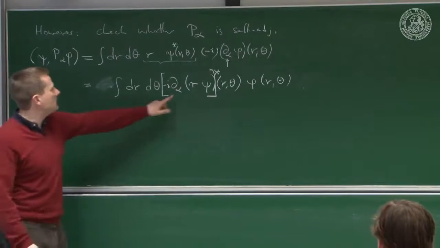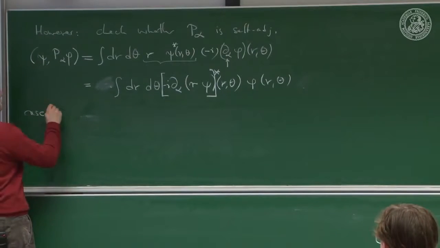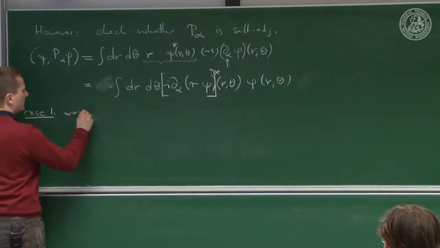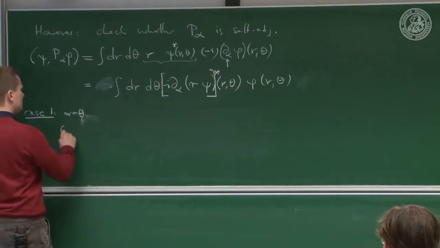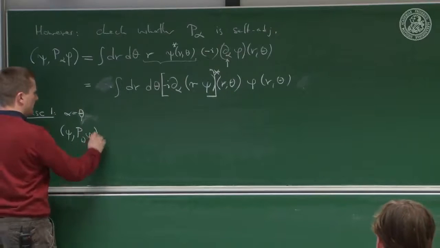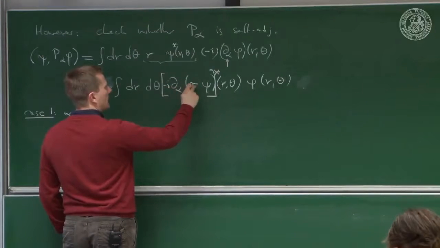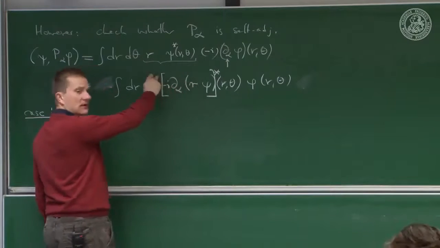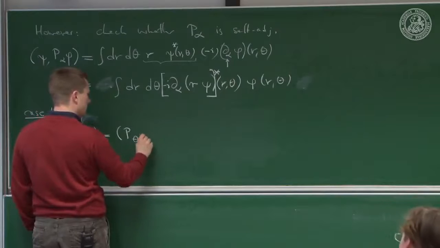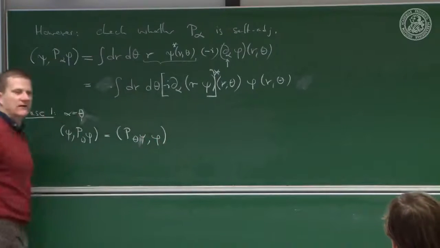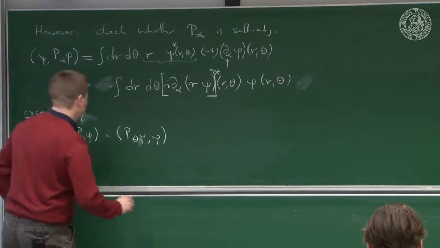And that will, of course, depend on what value the α takes. So let's take case 1. Let's say α is just the θ. Okay, we're dealing with the θ coordinate. In this case, ψ, P_θ φ is, well, in that case, this r is not seen by this derivative and can be pulled out. And then everything is fine. This P_θ is indeed self-adjoint with respect to this inner product. That's not the problem.